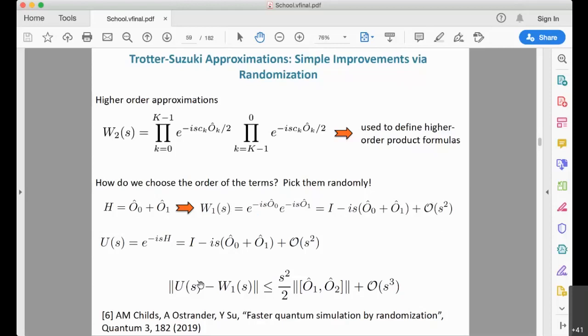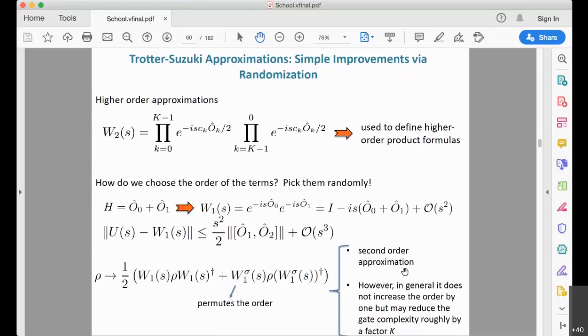When you look at the error between the first order approximation and the actual evolution operator, I told you that it goes with S squared. In reality, if you do a more careful analysis, it goes with S squared times the commutator between the two operators. This is a simple result, you can do the exercise.